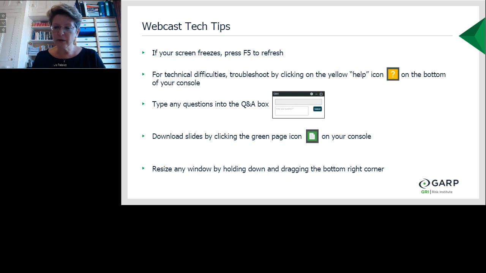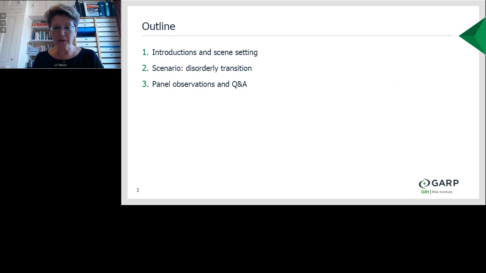So without further ado, let's get into the rest of today. Here's the order of events. We'll start with some introductions to our panel and to Chapter Zero, and then we will set the scene for our scenario game today. The way this is going to work is that you, the audience, are the board of a company, and you're going to be asked to vote on various issues related to a disorderly transition.